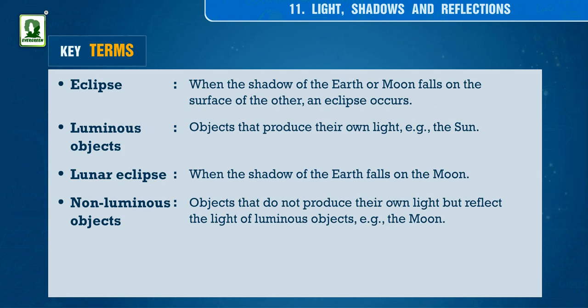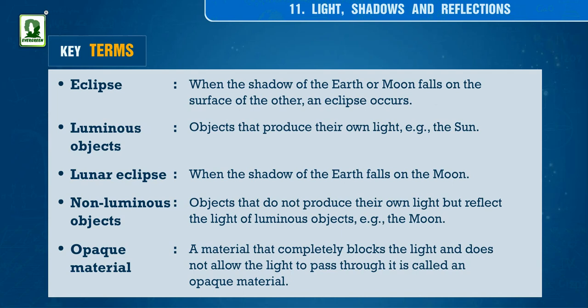Non-luminous objects. Objects that do not produce their own light, but reflect the light of the luminous objects, for example, the moon. Opaque material. A material that completely blocks the light and does not allow the light to pass through it is called an opaque material.